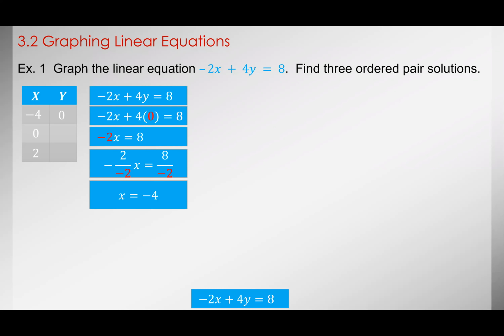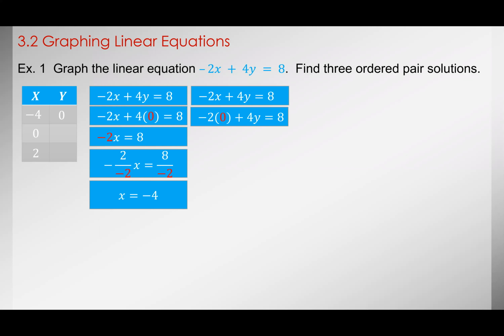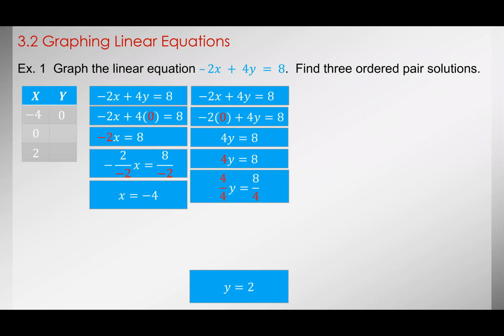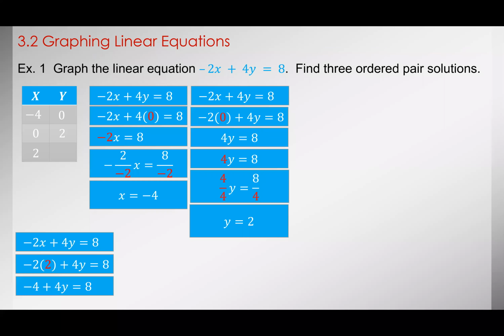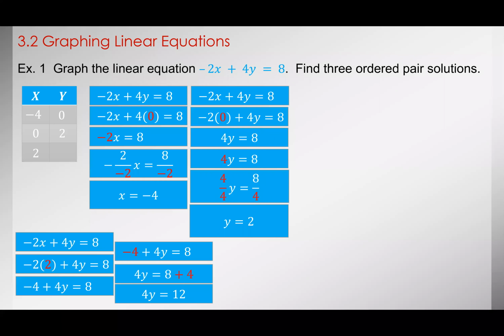And now I plug in 0 for my x. If I plug in 0 for my x, negative 2 times 0 will disappear. And now I can divide by 4, and y is equal to 2, which is my ordered pair 0, comma 2. And lastly, I plug in 2 for my x. Negative 2 times 2 gives me negative 4. And how do I get rid of the negative 4? Well, to get rid of that negative 4, I need to add. Therefore, I have 4y equal to 12. How do I get rid of the 4 in front of the y? I need to divide. And if I divide, everybody see that my y is equal to 3.